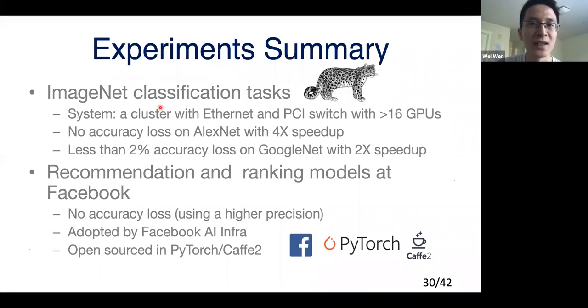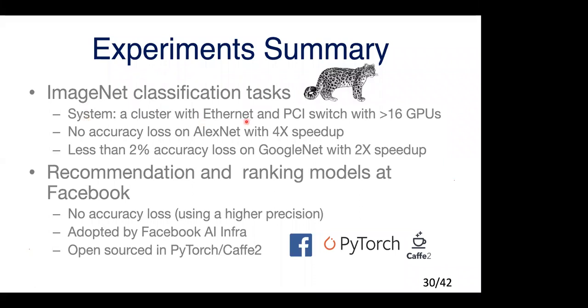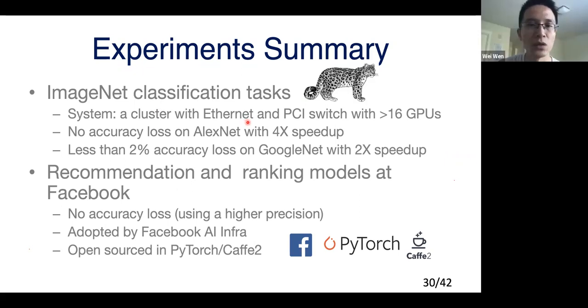For ImageNet classification tasks, on a system with Ethernet and PCI switch with more than 16 GPUs, we can achieve a 4x speedup for AlexNet without accuracy loss. For GoogleNet, we achieve a 2x speedup, but we observe some accuracy loss, less than 2%. This method is adopted by Facebook AI Infra to train recommendation systems and ranking models, and we didn't observe accuracy loss by using higher precision, like 4 bits or 8 bits. And it's open source in PyTorch.